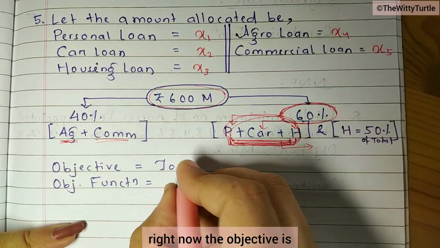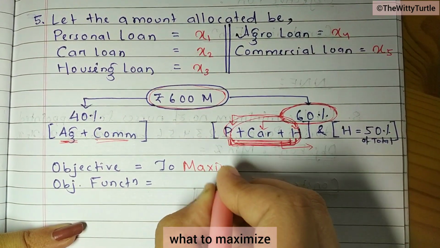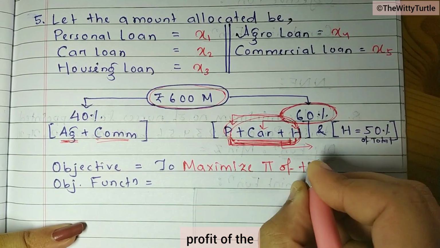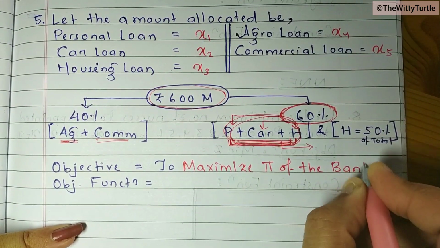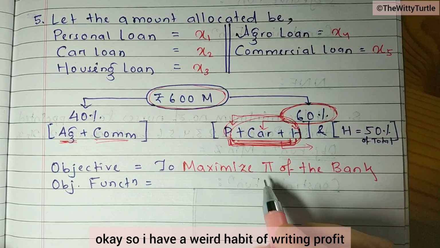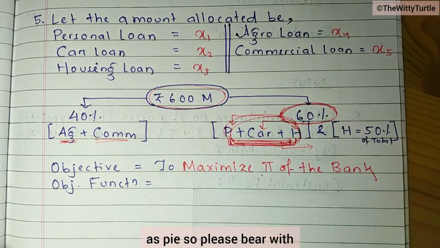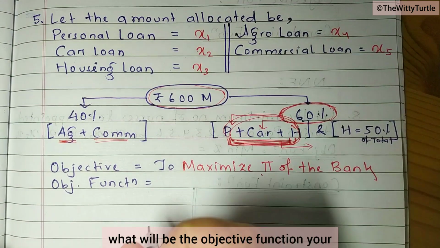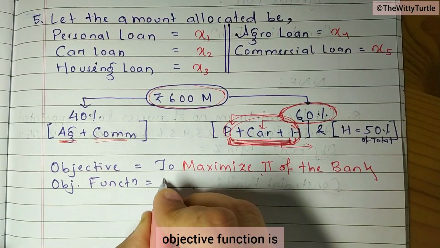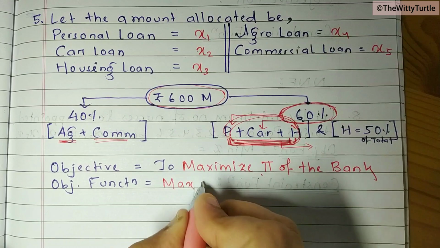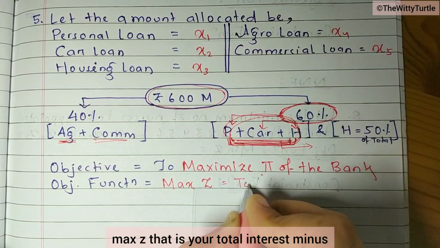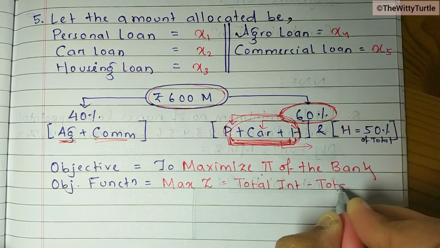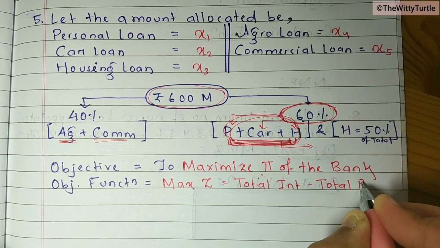Now the objective is to maximize profit of the bank. Okay, so I have a weird habit of writing profit as pi, so please bear with that. Now coming to the objective function. What will be the objective function? Your objective function is max z, that is your total interest minus total bad debt.